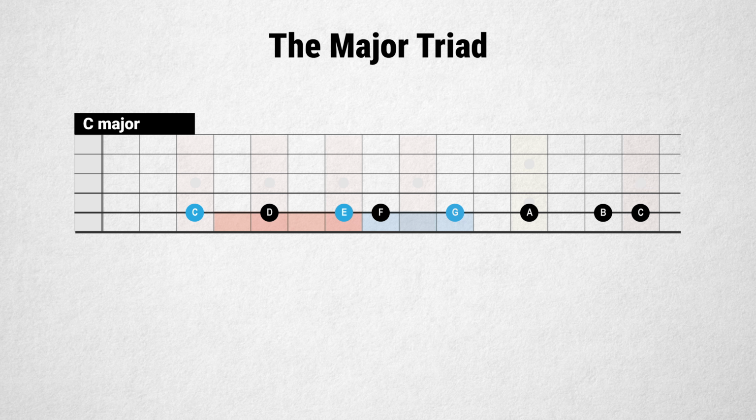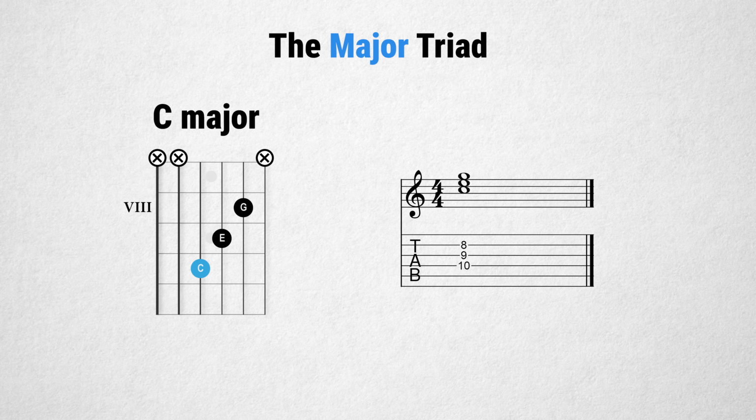Well, when stacking a major third CE and a minor third EG, we have created a triad within a perfect fifth interval CG. And this triad sounds bright and happy, and we call this a major triad or a major chord. And this is the shape and sound.